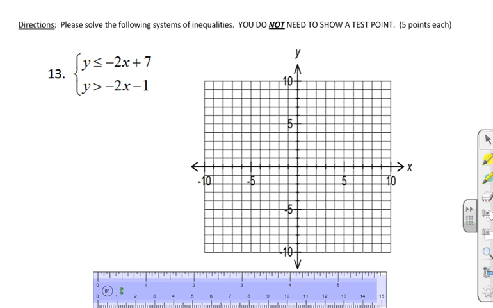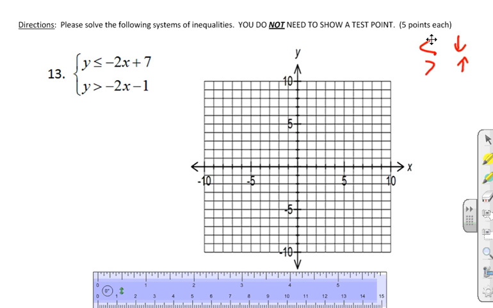So, awesome. Please solve the following linear system of inequalities. You do not need to show a test point. That being said, could somebody tell me when we have less than, which way you're going to shade? Down, right? What about greater than? Okay, awesome. I'll do one of these in red, one of these in blue.